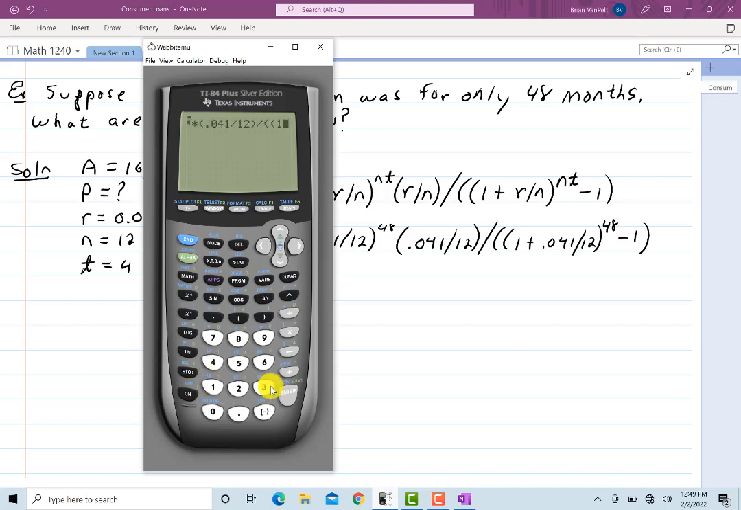Then we have 1 plus 0.041 divided by 12. End that little parenthesis. Take it to the 48th power. Come down off of there. Minus 1. Finish the denominator parenthesis. Enter.